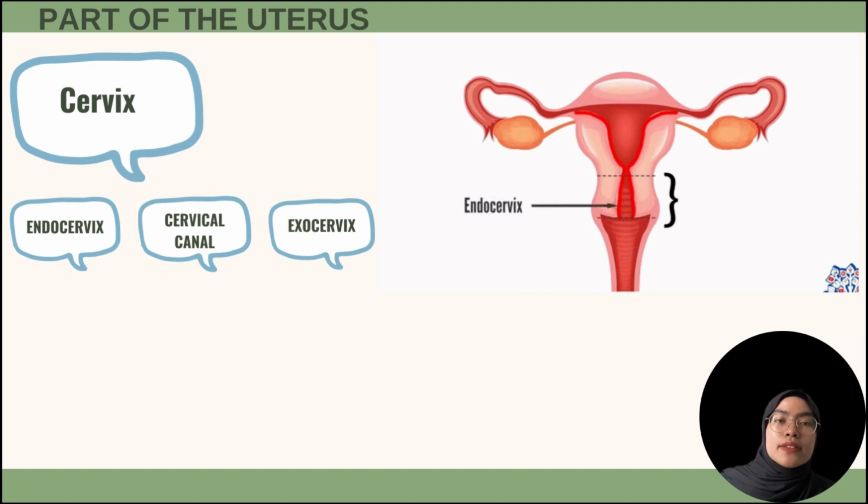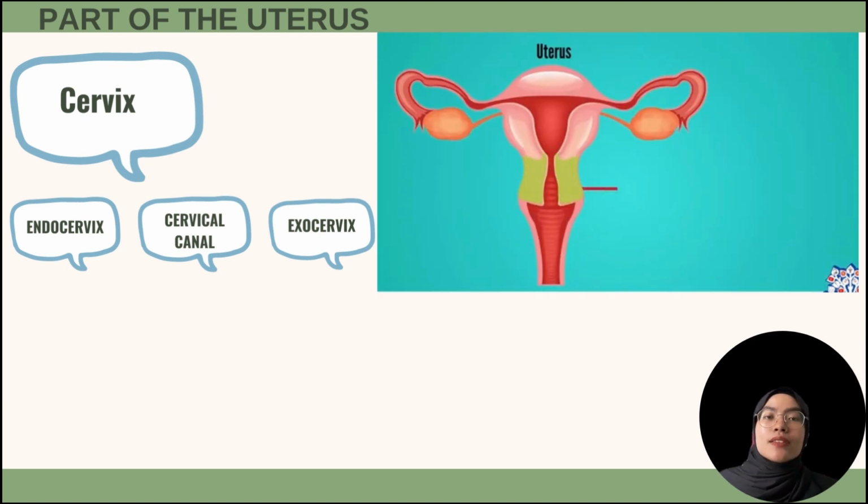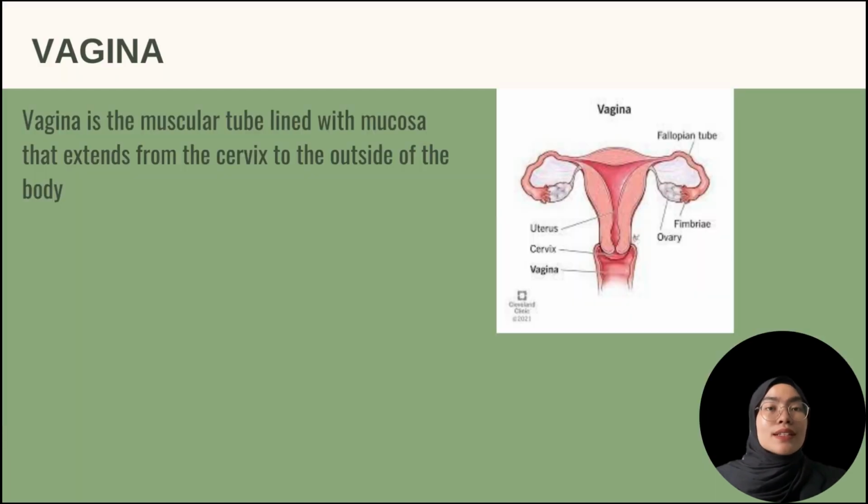One is the endocervix, the inner part that connects the cervix and the uterus. Next is the cervical canal. It links the uterus to the vagina. And lastly, the exocervix. It is the exterior part of the cervix that protrudes into the vagina. The last organ of the internal female genitalia is the vagina. The vagina is the muscular tube lined with mucosa that extends from the cervix to the outside of the body.